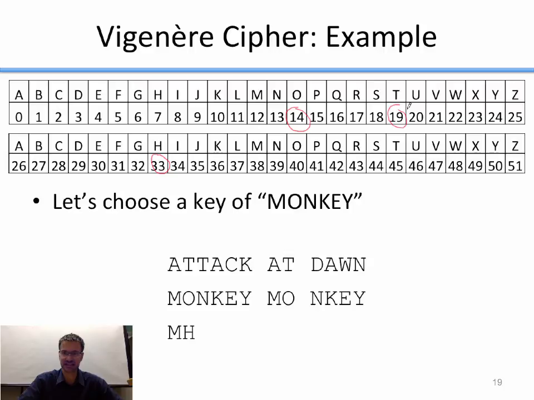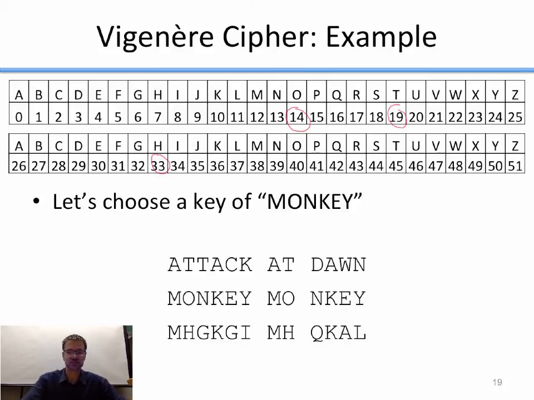I can do T plus N. Okay, T is 19. N is 13. 19 plus 13 is 32. That would be G. And I can do A plus K. 0 plus 10 is 10. That would get me K. C plus E. 2 plus 4 is 6. That gets me G. K plus Y. K is 10, Y is 24, that gets me 34, that would get me I. Now I continue that process until I've got my whole message.